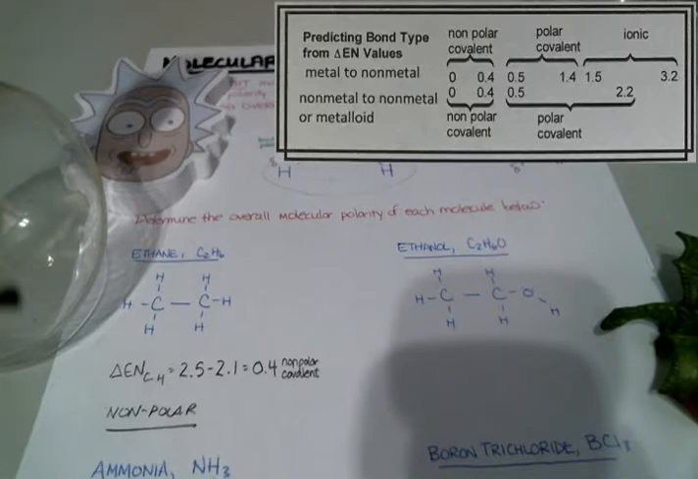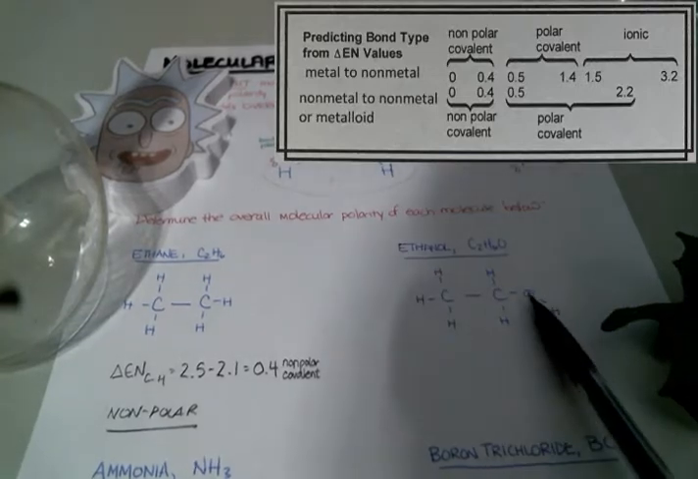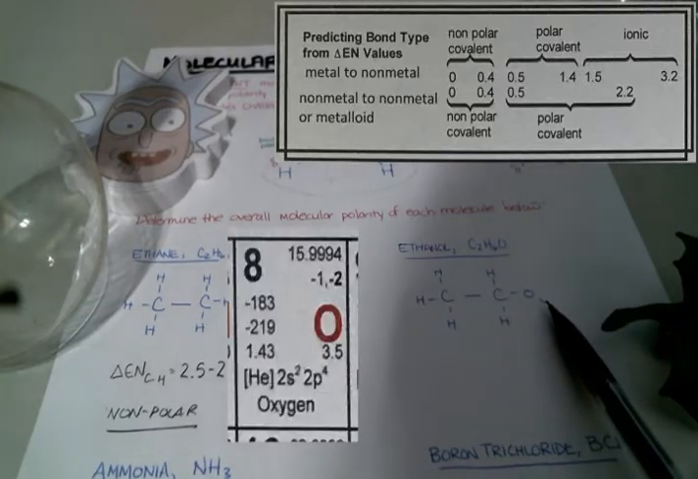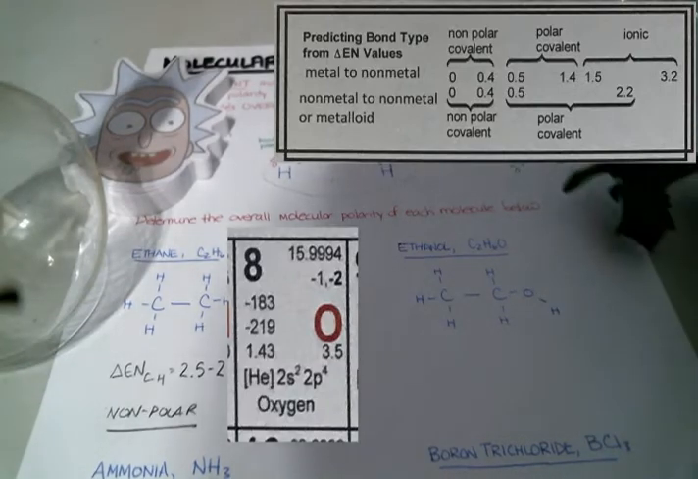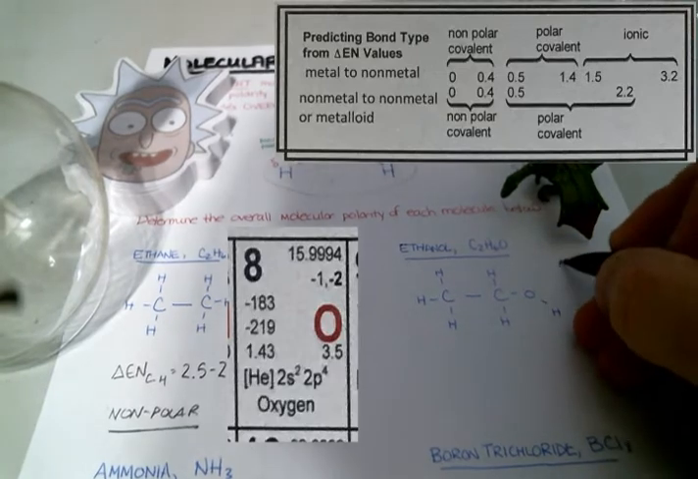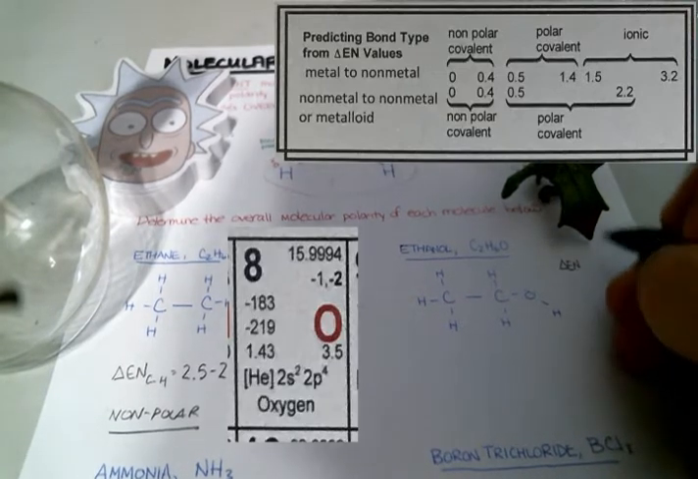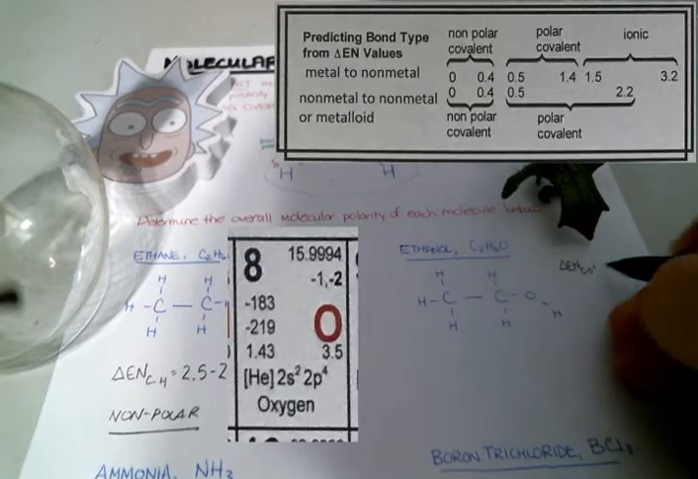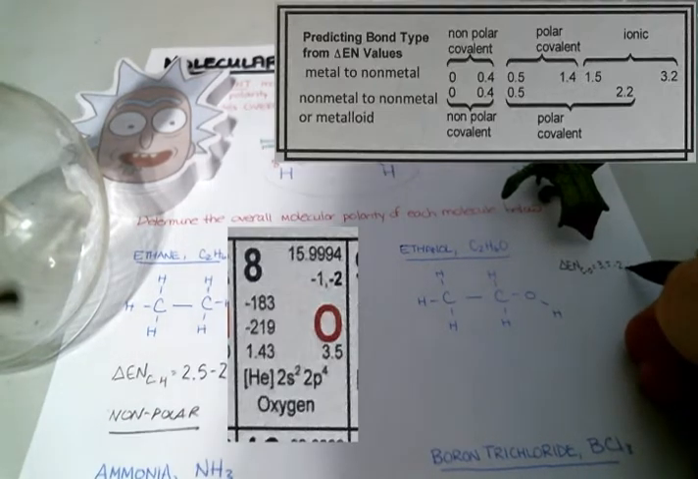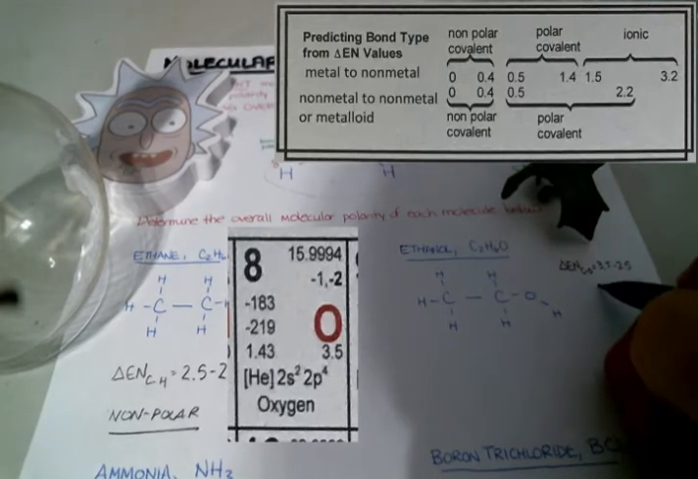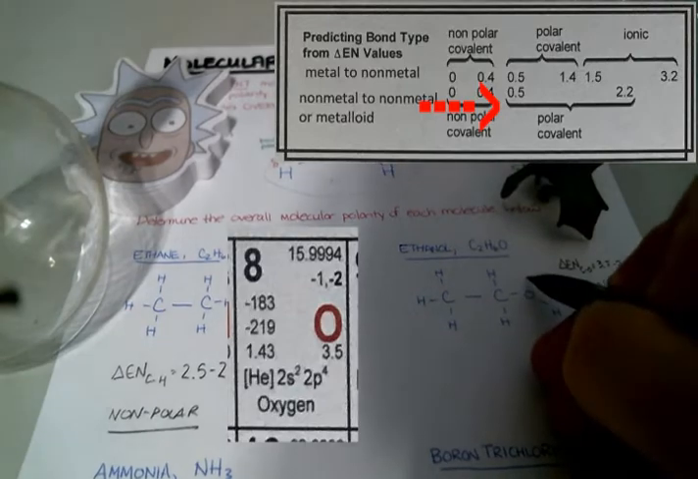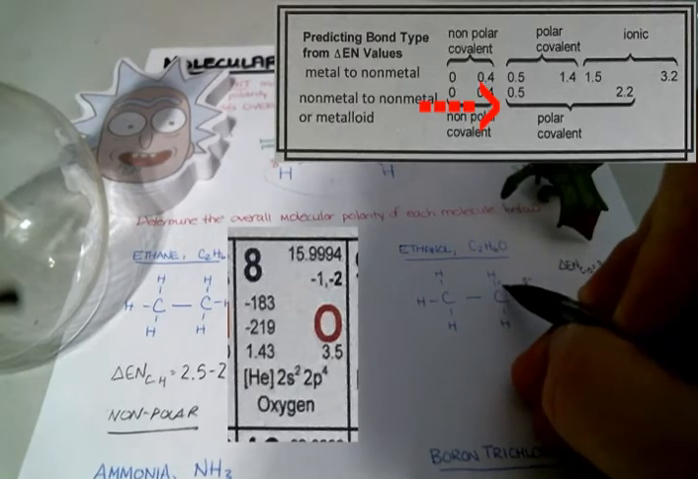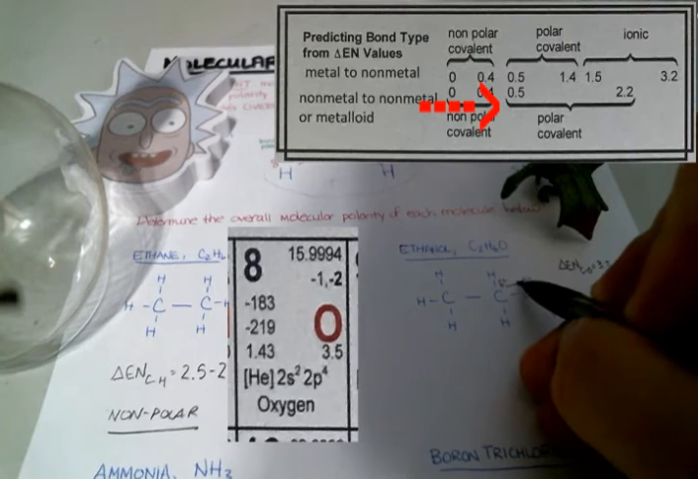Now, the difference is that in this molecule, we have a carbon-oxygen and a hydrogen-oxygen bond. So I'm going to have to find the change in electronegativity for those. So let's do carbon-oxygen first. Okay, oxygen's 3.5, carbon's 2.5. So that gives me a 1.0 there. And that is a polar covalent bond. So I should be able to put a delta minus and a delta plus on this and draw that.